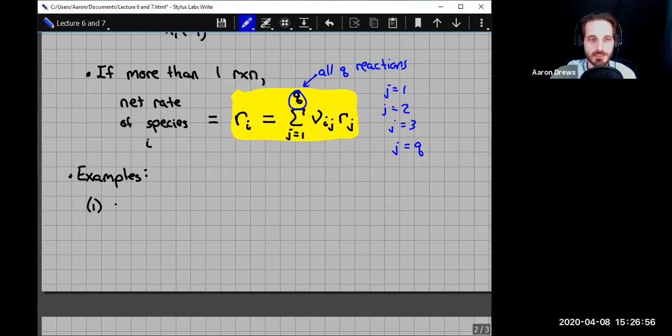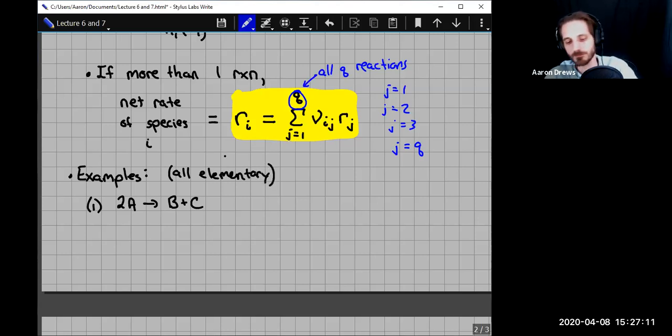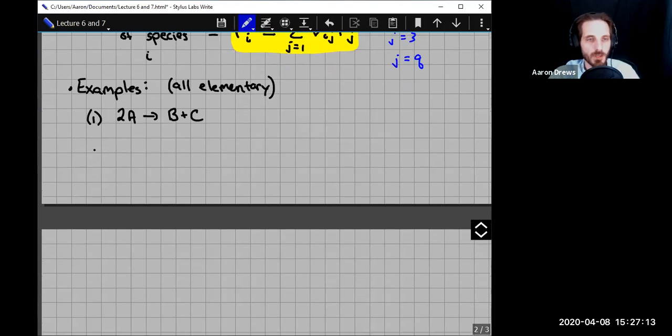So let's say we've got a system that has two reactions. The first reaction is 2A goes to B plus C. And all of these, we're going to assume they're elementary. And the second reaction will be A plus C goes to D. This is not an uncommon form for a set of reactions.